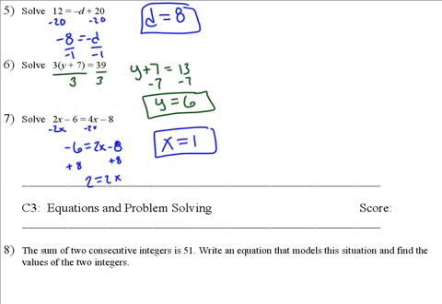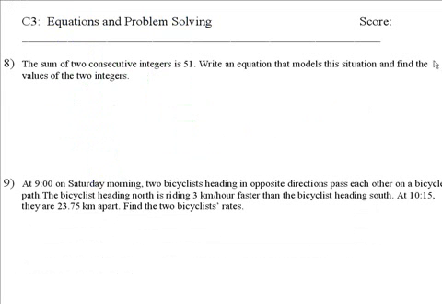It has to be right. It can't be wrong. Number 8 asks us to do a couple things. It said write an equation and then find the values of the two integers. So there's two things that we're looking for there. We have the sum of two integers is 51, two consecutive integers.